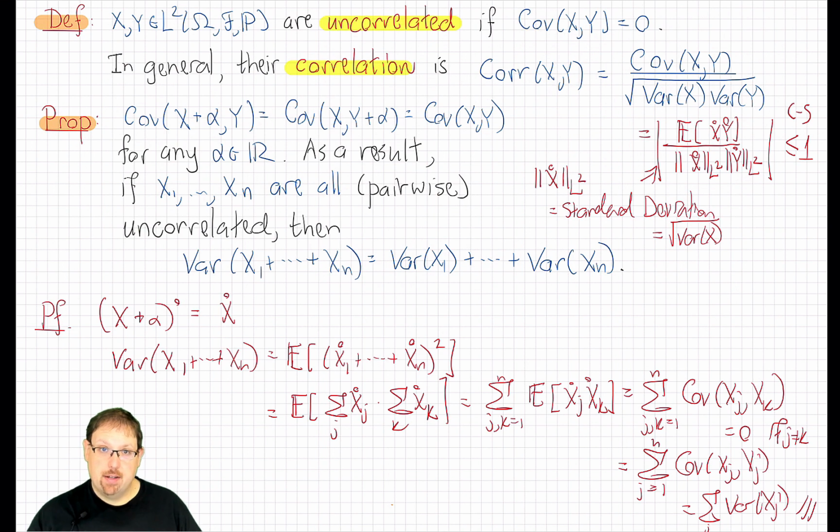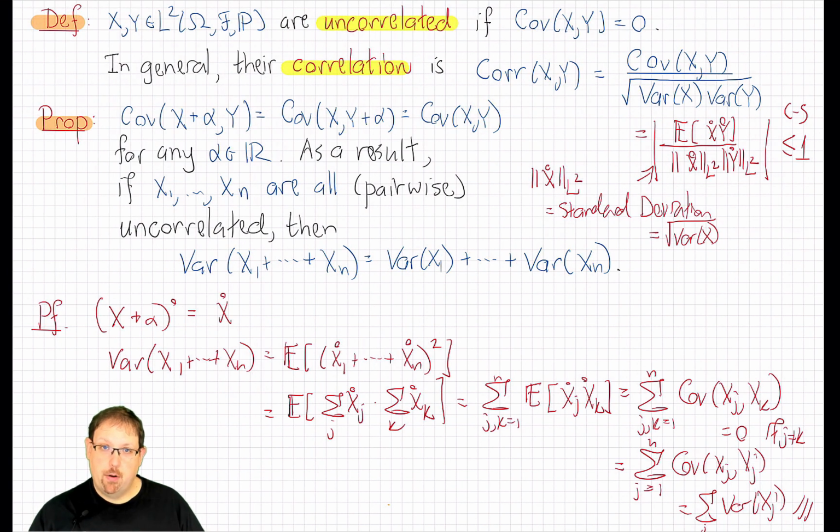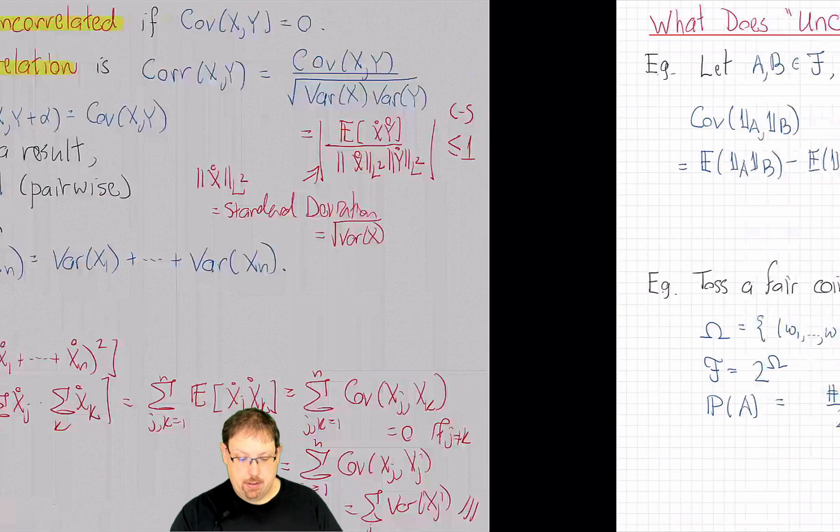This additivity of variance under uncorrelated random variables will play a key role in a big theorem we will prove next time, the weak law of large numbers, which will go a long way to promoting our understanding of what expected value actually means. But before we go there, let's make one more attempt to understand what uncorrelated really means through a couple of examples.